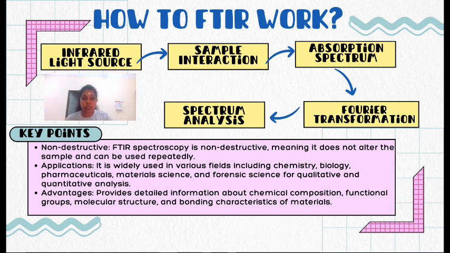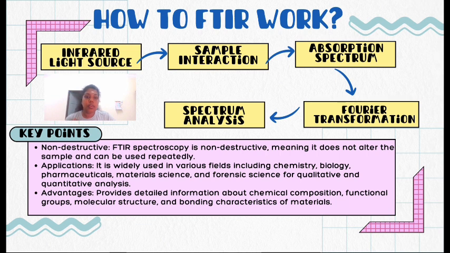Fourthly is Fourier transformation. The FTIR instrument performs a Fourier transformation of the data, a mathematical process that converts the raw data from the time domain where it is collected into the frequency domain where it is analyzed. This transformation allows for separation and identification of specific absorption peaks corresponding to the different chemical bonds and functional groups within the sample.